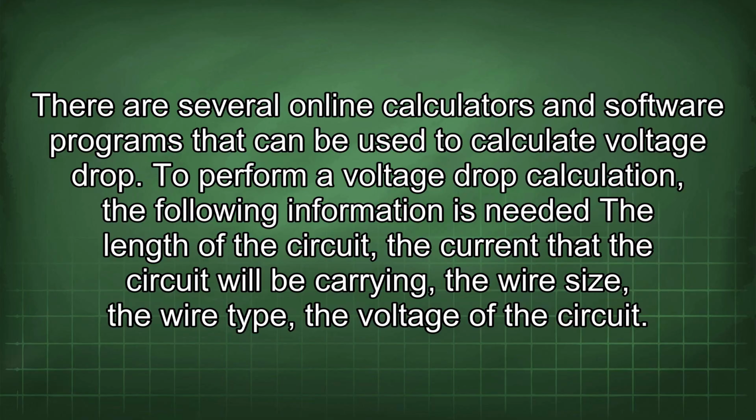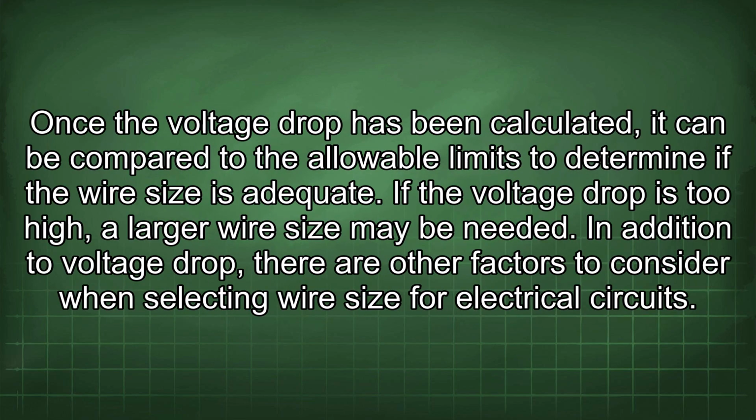To perform a voltage drop calculation, the following information is needed: the length of the circuit, the current that the circuit will be carrying, the wire size, the wire type, and the voltage of the circuit. Once the voltage drop has been calculated, it can be compared to the allowable limits to determine if the wire size is adequate. If the voltage drop is too high, a larger wire size may be needed.